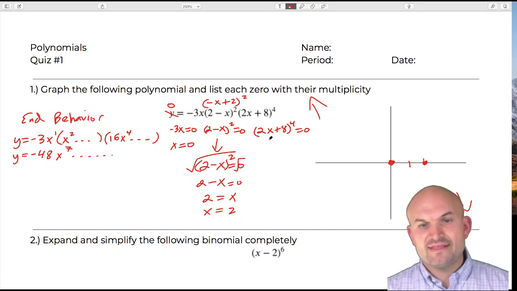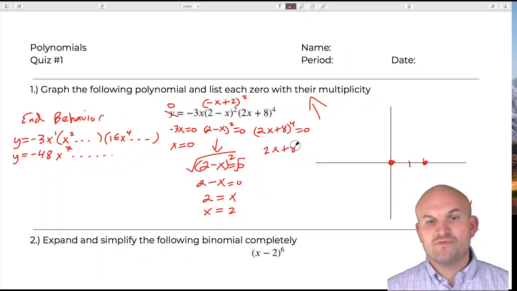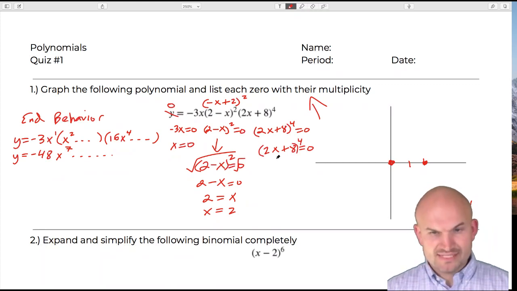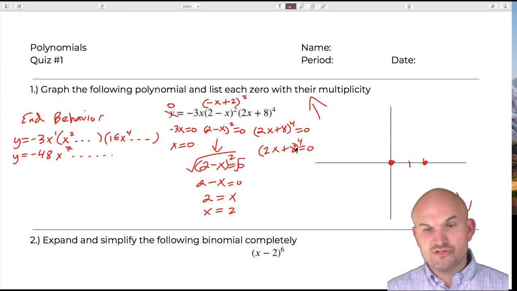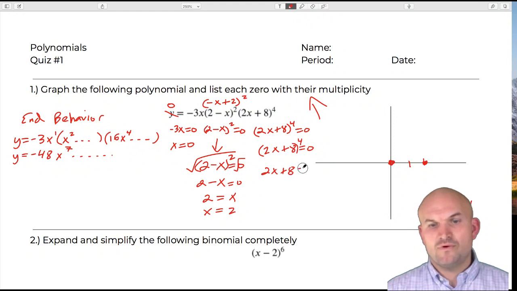And then the last one is 2x plus 4. Again, you would just undo the fourth power by taking the fourth root of both sides. But hopefully you recognize, just like taking the square root of both sides, that's just going to undo the power, and that doesn't do anything to the 0. So therefore, you're left with 2x plus 4 is equal to 0. I guess I'll just take the fourth root.